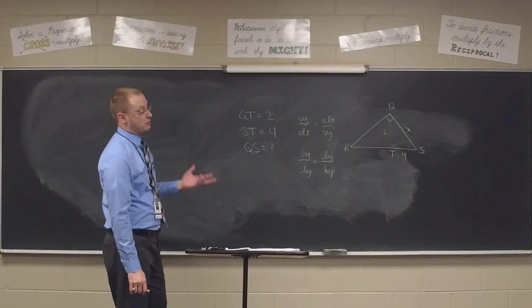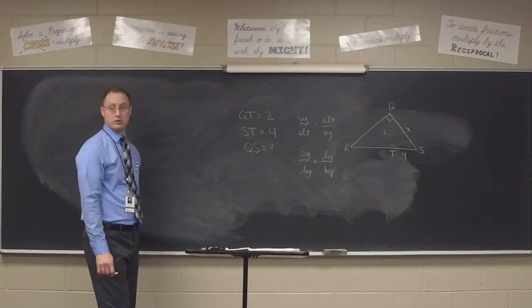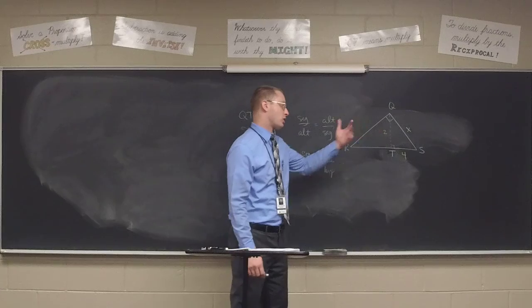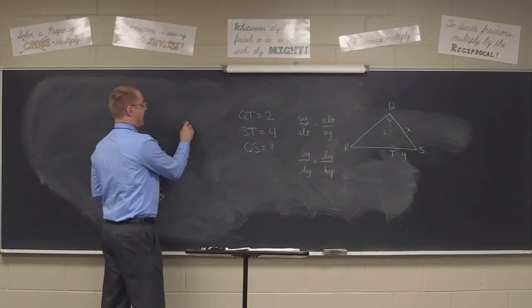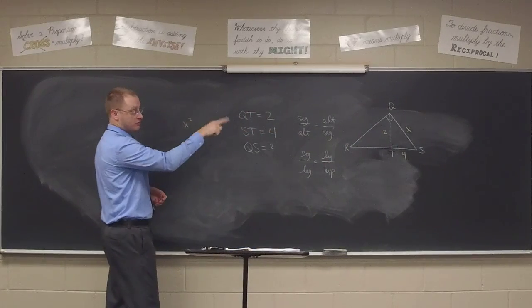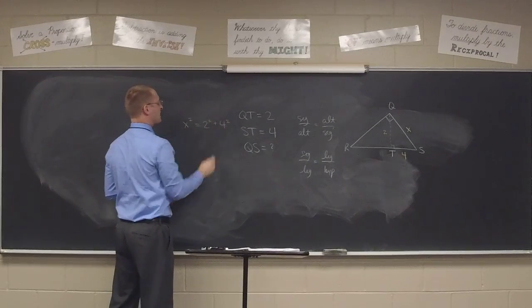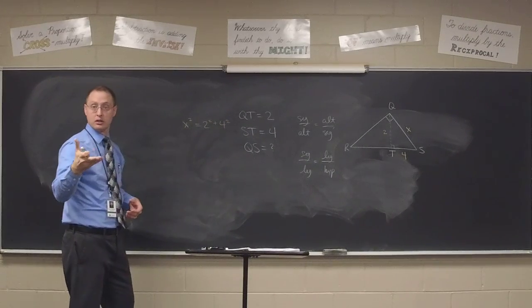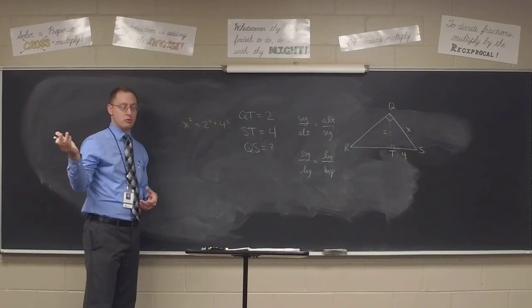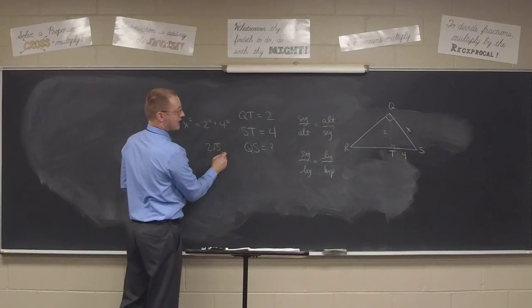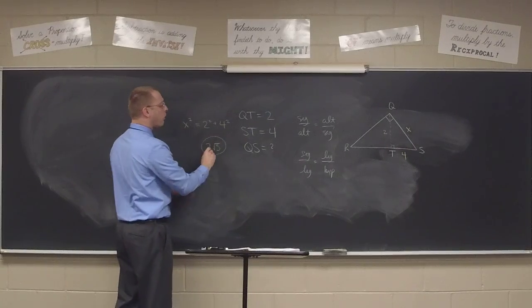Certainly the most direct way to find QS, class, would be to use Pythagorean Theorem, right? We've got the three sides of a right triangle, so it would make a lot of sense to say that x squared, which is the hypotenuse of that little triangle, equals leg squared plus leg squared, in which case we would get 4 plus 16, so 20. Square root of 20, which would be 2 times the square root of 5, and I didn't give you any units. That's one way to do it.